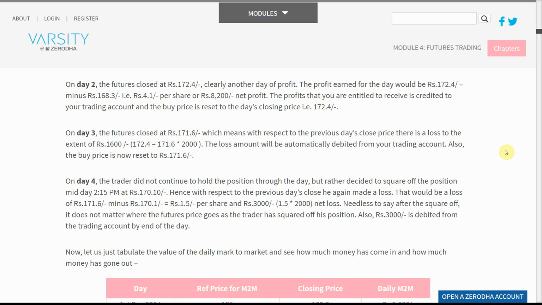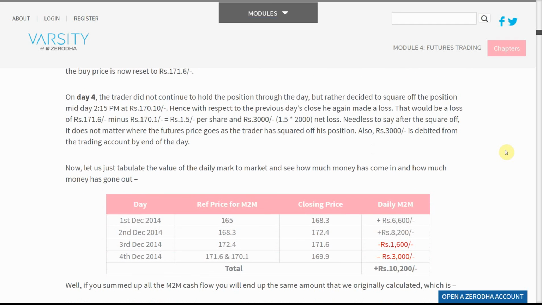At 170 rupees and 10 paise per share. Hence, with respect to the previous day's close, he again made a loss. That would be a loss of 171 rupees and 60 paise minus 170 rupees and 10 paise equals 1 rupee and 50 paise per share, and 3,000 rupees net loss, that is 1.5 * 2000. Needless to say, after the square off, it does not matter where the futures price goes, as the trader has squared off his position. Also, 3,000 rupees is debited from the trading account by end of the day.